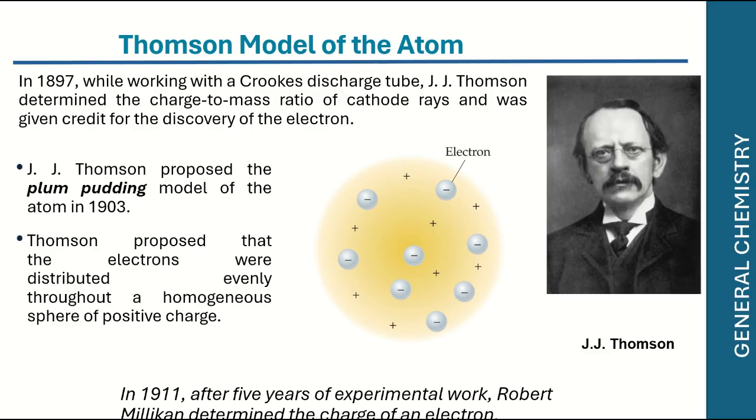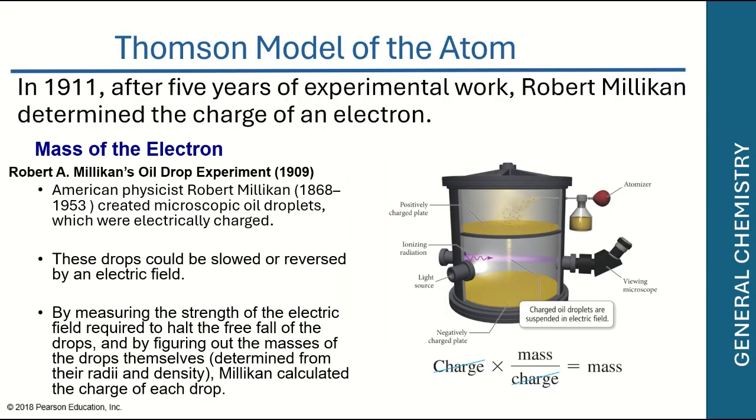In 1897, while working with the Crookes discharge tube, Thomson determined the charge-to-mass ratio of cathode rays and was given credit for the discovery of the electron. And he came up with the first model of the atom in 1903, which we call the plum pudding model, where the electrons were distributed evenly throughout a homogeneous sphere of positive charge. So you could see positive and negative charge together.